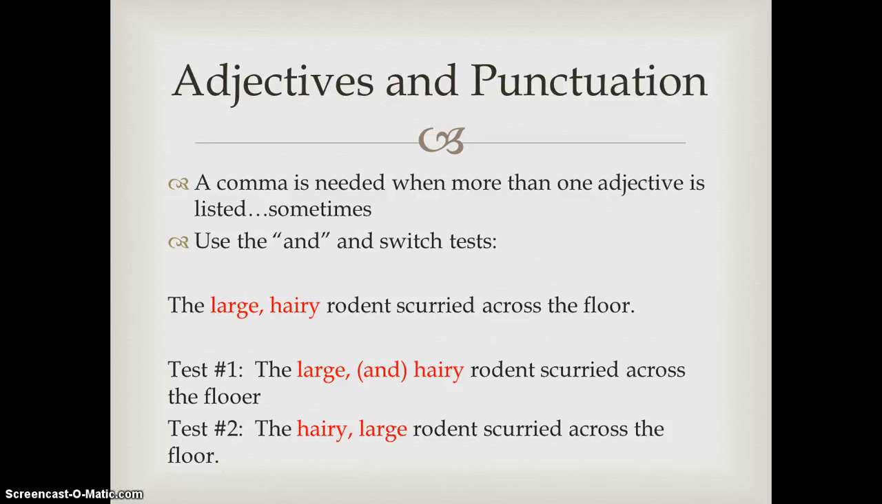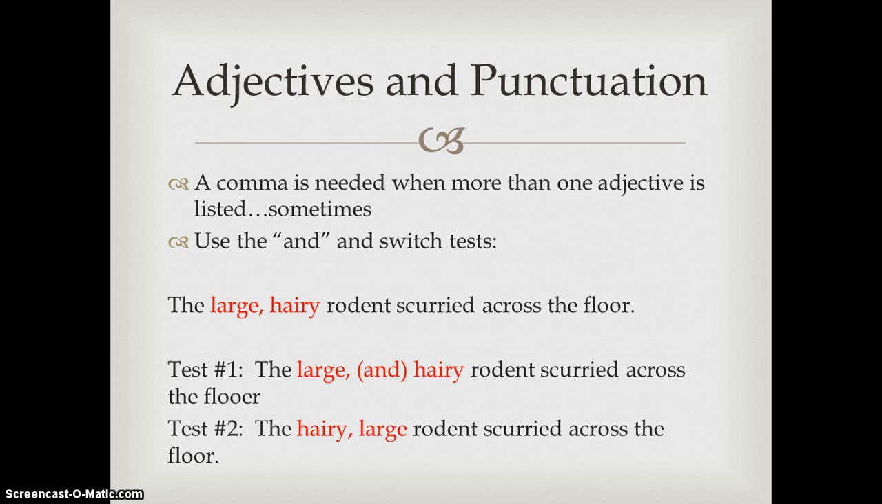So sometimes adjectives require certain punctuation, and that is a comma. If you have more than one adjective, sometimes you need a comma between the two. I provided an example here and gave you 2 tests that you can use, that the textbook outlines as well. These aren't mine.